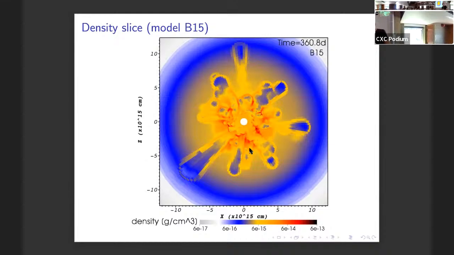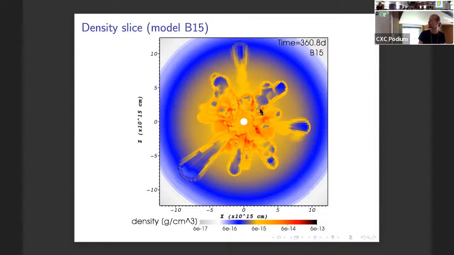This is now a density slice of the model. This is also, again, the model B15 I was discussing before. What we see here very nicely is that the initially overdense structures, the nickel-rich fingers due to the explosion mechanism, which were overdense with respect to the surrounding medium, are now, at the end of the simulations, which is about 1 year, more or less hollow if you compare them with the surroundings.